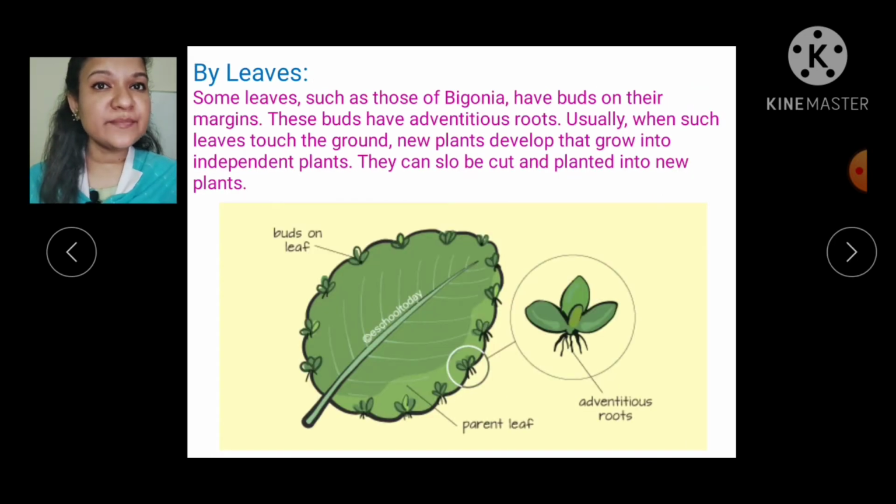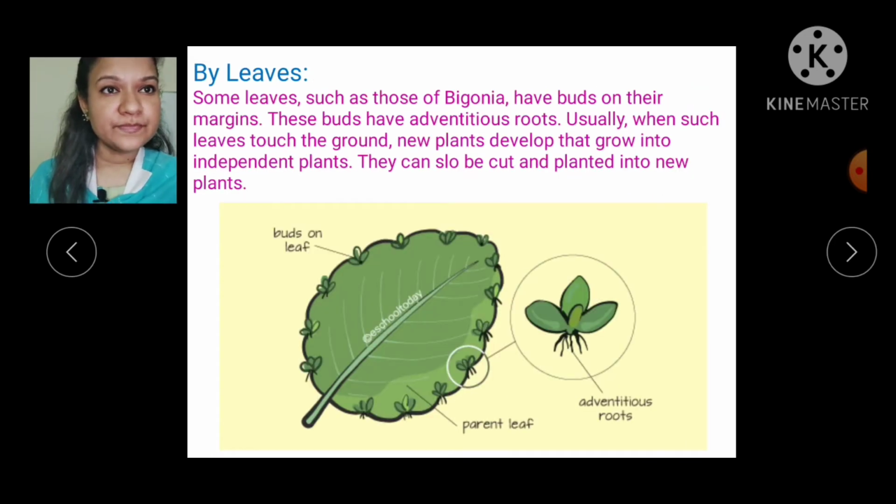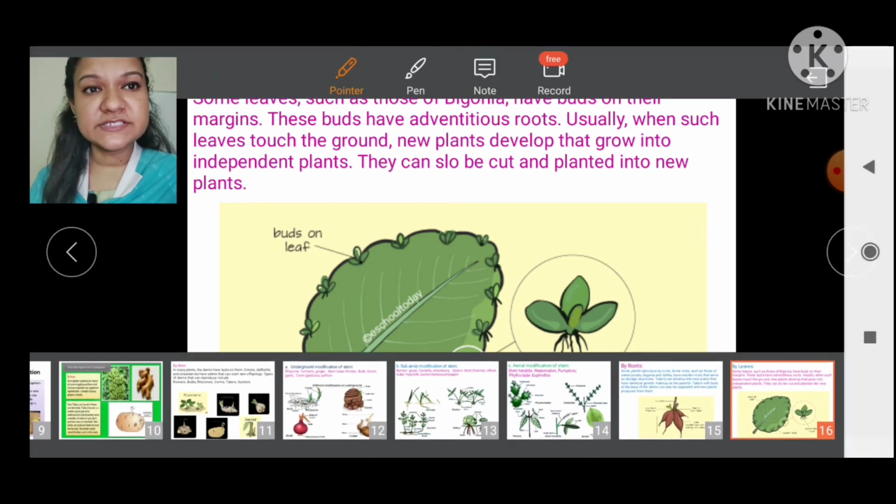And then some reproduce by leaves. This is very well known to you. Some leaves like begonia have buds on their margins. Here you can see these are the margins.